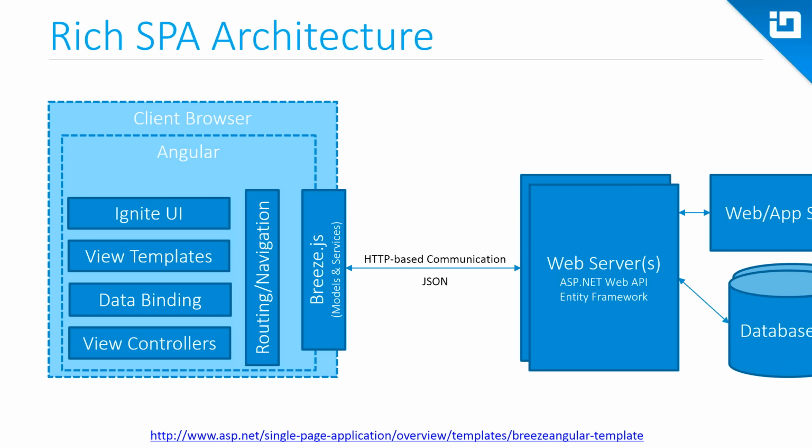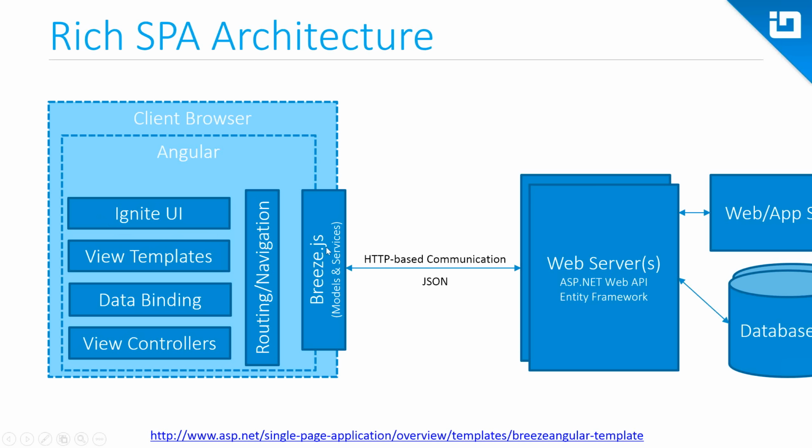So how does this kind of come together? Well, this is kind of giving you a rich SPA architecture as a suggested approach. You can see here in the browser we've got Angular, and that gives you a lot of these pieces. It's got the templates, the data binding, the controllers, the routing and navigation. And then we've got Ignite UI, which kind of plays in this space in terms of making your apps rich, because what you get out of the box is just standard HTML stuff, and if you tried to build a grid yourself, good luck, you're going to have a lot of effort with that.